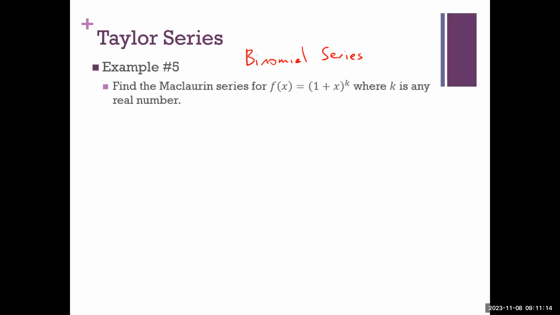So I want to build a Maclaurin series for this thing here. I have 1 plus x raised to the power k. K is any real non-zero number. But if we think about the way that we build Maclaurin series, what do we need to start with? Or what information do we need to get?